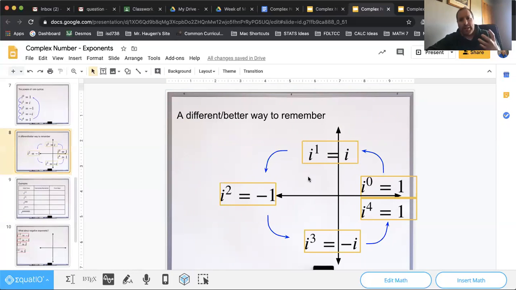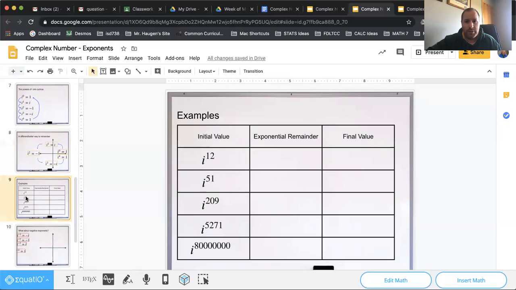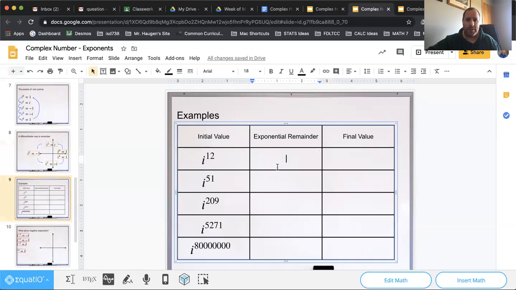So what we can look at is to just take that exponent, divide by 4, take a look at the remainder, and then see where it's at, right? So for example, here, if I wanted to do i to the 12th, I would take 12 divided by 4 and see that the remainder equals 0. I get 12 divided by 4 is actually 3, but there's nothing left over.